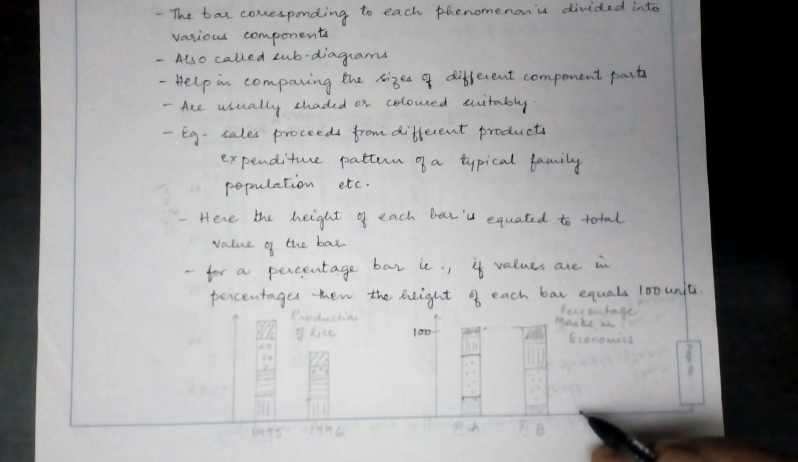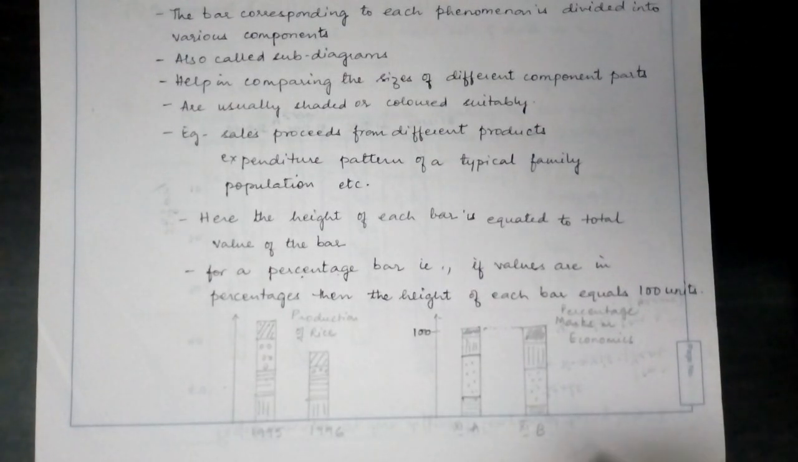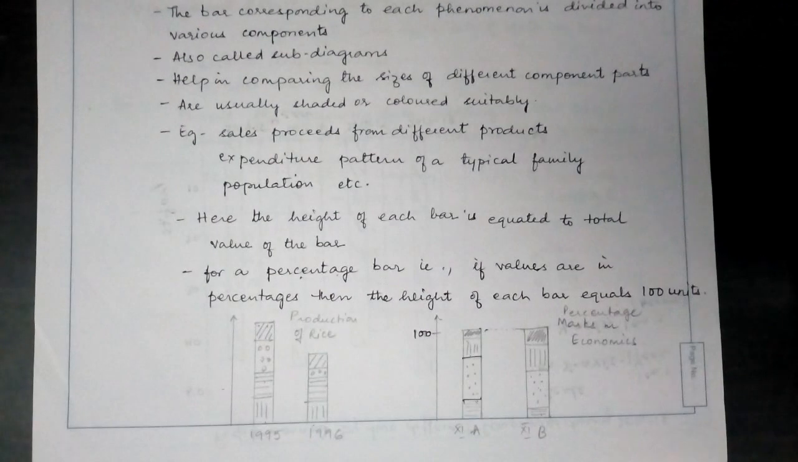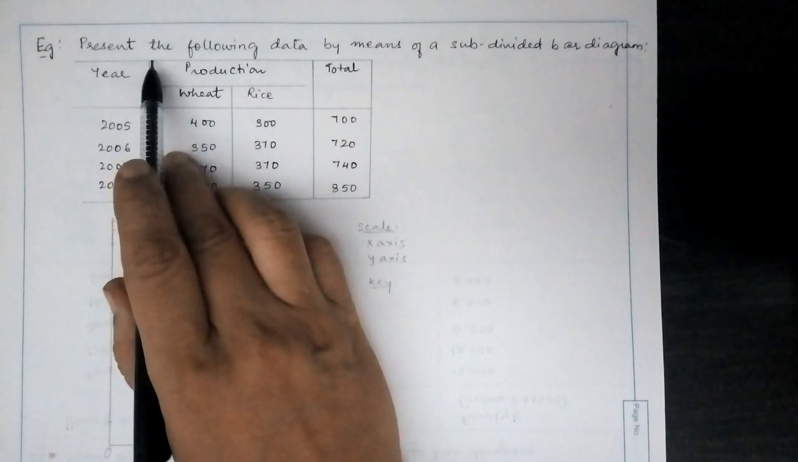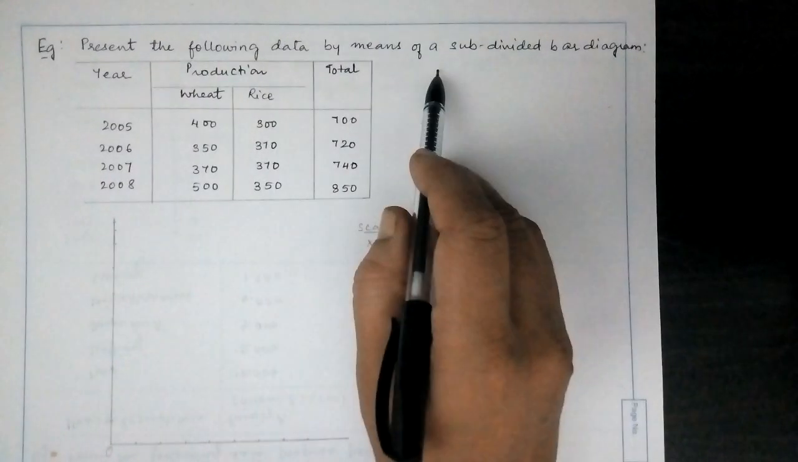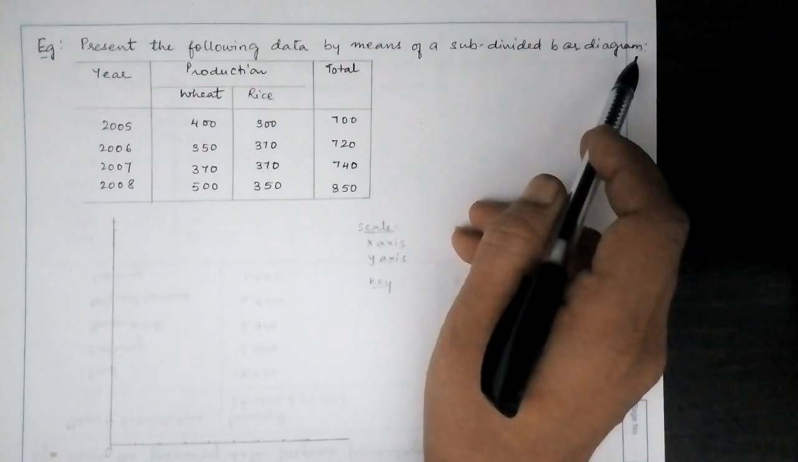Let's now try to solve a problem to see how we can represent the data in the form of a subdivided or component bar diagram. Here we have the example. Present the following data by means of a subdivided bar diagram.